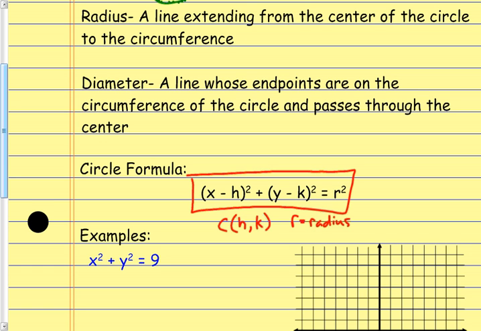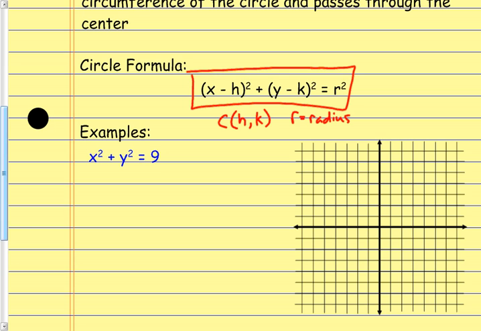For example, when I look at something like this guy, I might be going to identify two things in order to graph this: the center and the radius. All right. And as I look at this thing, this is in my standard form. I might not recognize it as such just the way it is, but remember, x squared is the same thing as (x minus 0) squared. And y squared is the same thing as (y minus 0) squared.